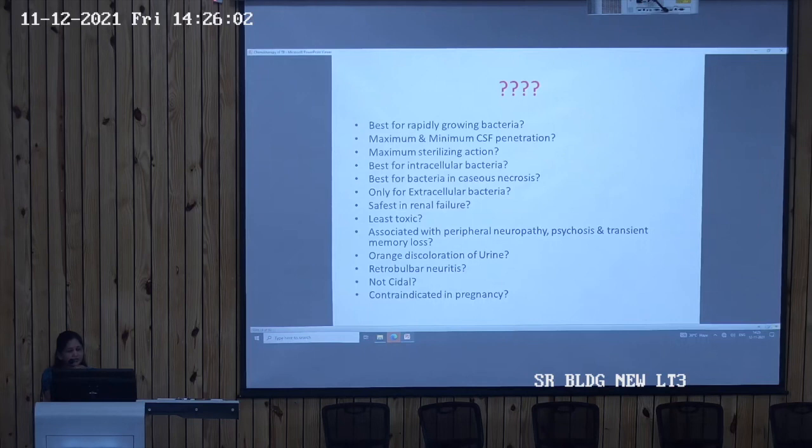Only for extracellular bacteria, streptomycin. Safest in renal failure, rifampicin. Least toxic, rifampicin. Associated with peripheral neuropathy, psychosis, transient memory loss, isoniazid. Orange discoloration of urine, retrobulbar neuritis, ethambutol. Not cidal, ethambutol. Contraindicated in pregnancy, streptomycin.